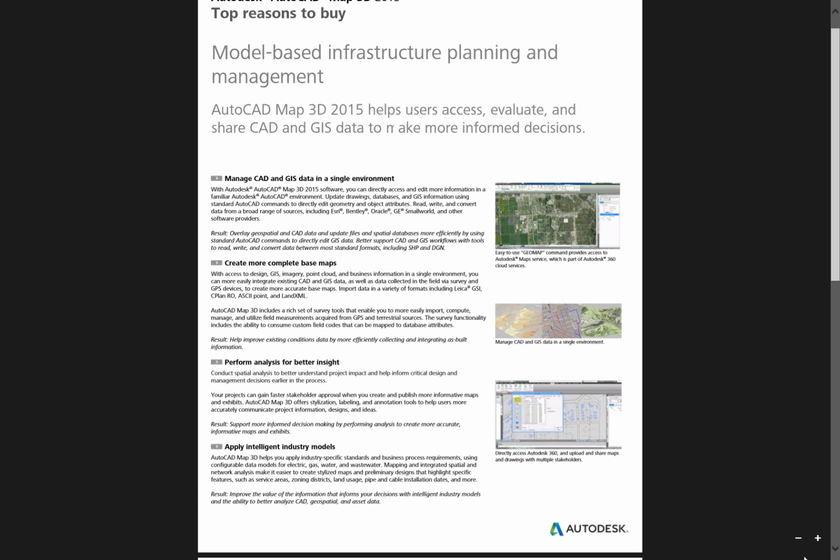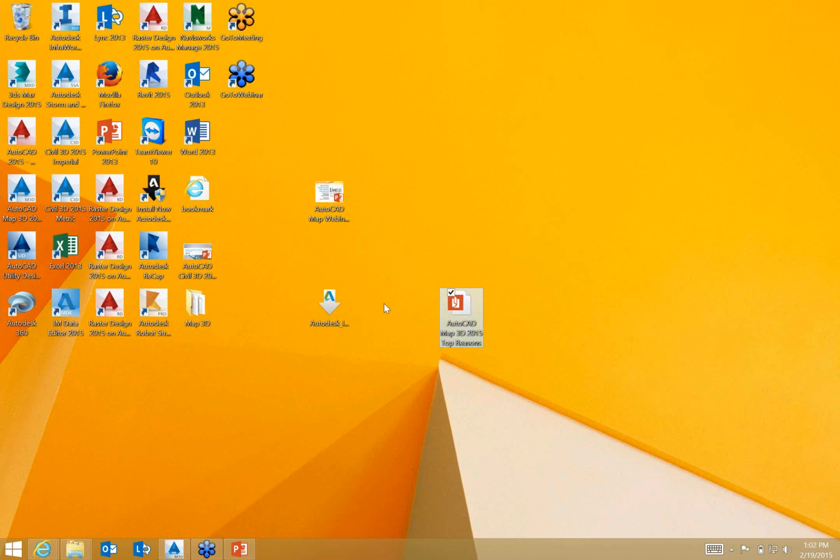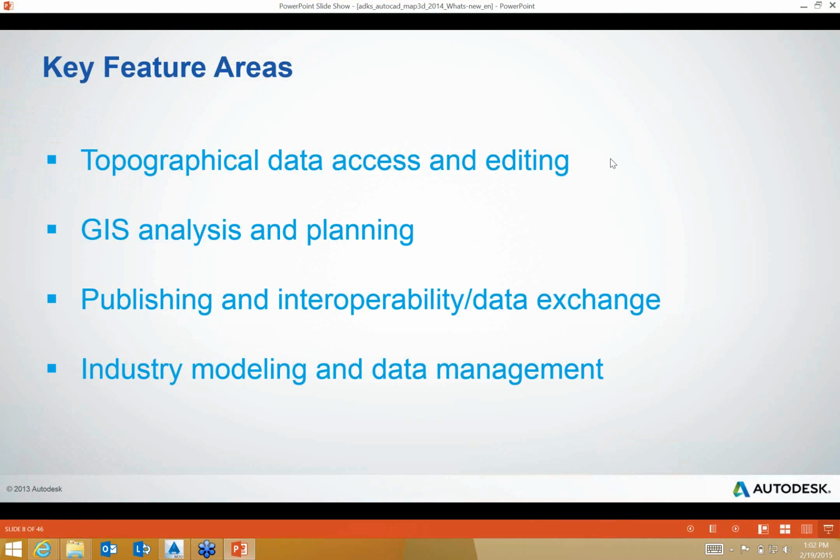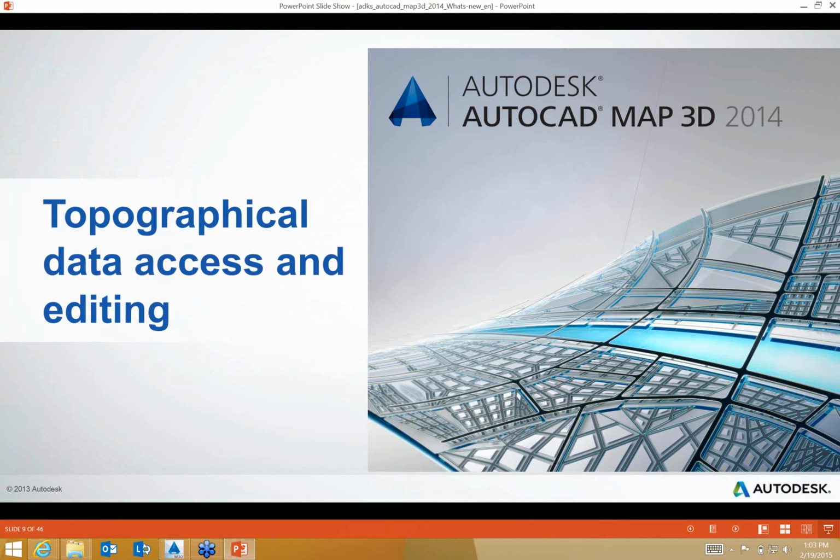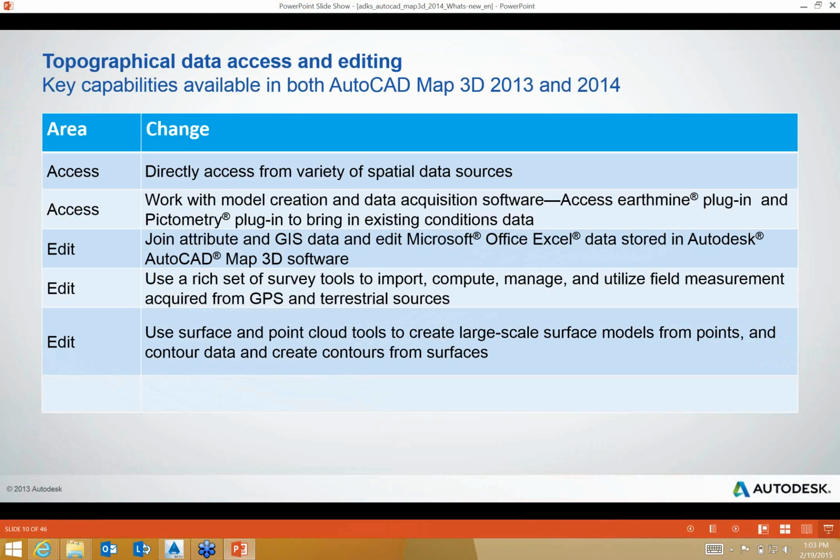Okay, so let me just jump back here. So that really quickly. And then let's come back here. So topographical data, industry models, publishing, and GIS. So in reference to topographical data, it says Map 3D 2014, but this is the same thing with 2014 and 2015. So direct access for spatial data sources, being able to work with that model creation with data acquisition, also being able to access EarthMine. EarthMine and Pictometry are also with subscription.